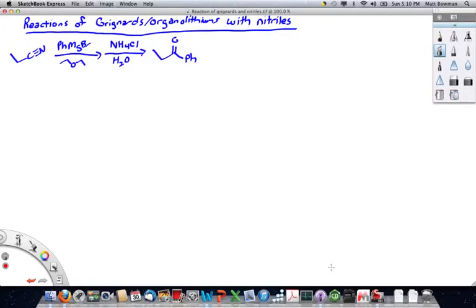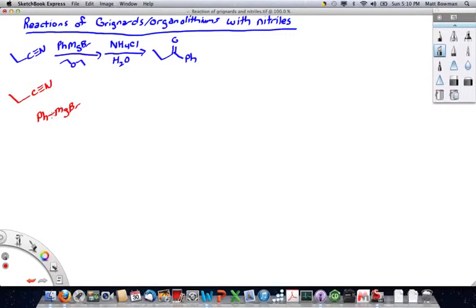A good way of making unsymmetrical ketones is by reacting a nitrile with either a Grignard or an organolithium. The way it works is you have a nitrile and you have a Grignard.